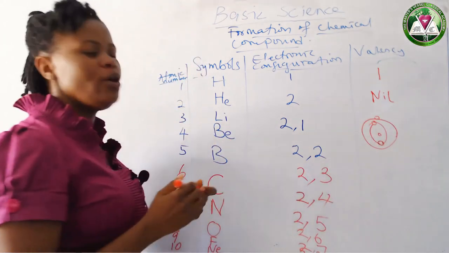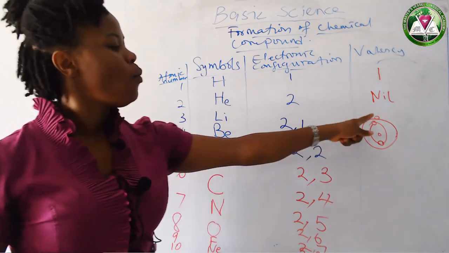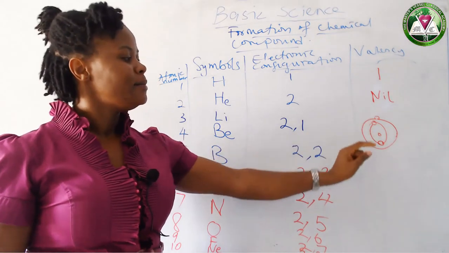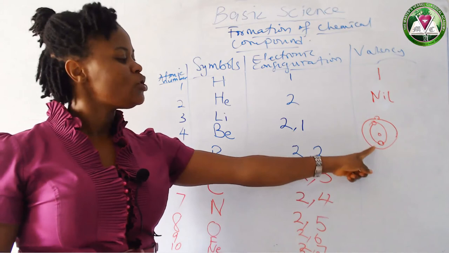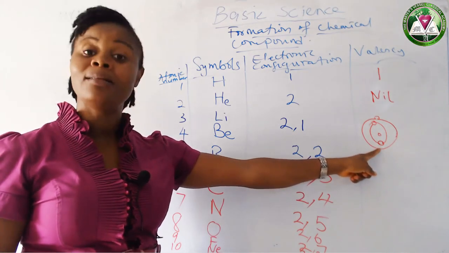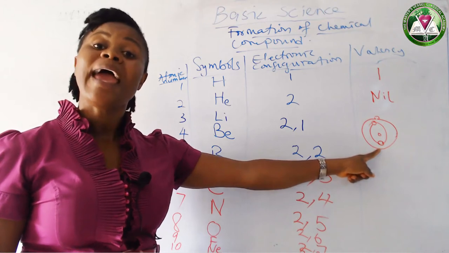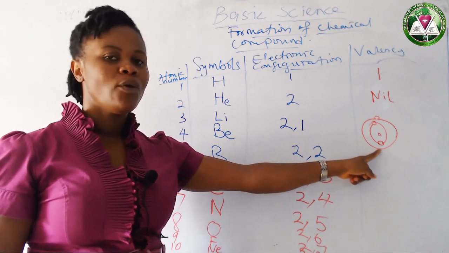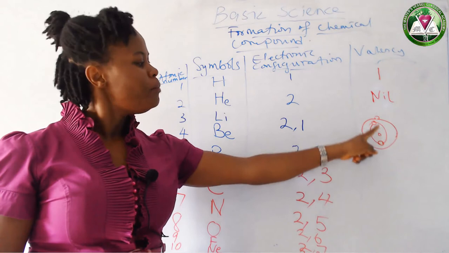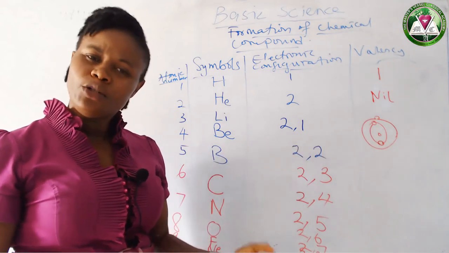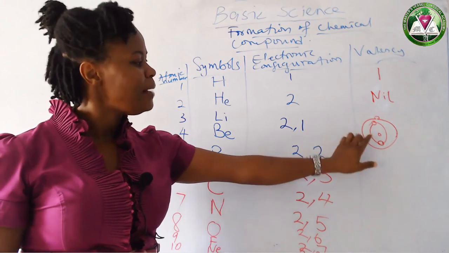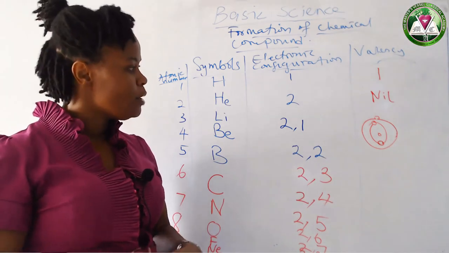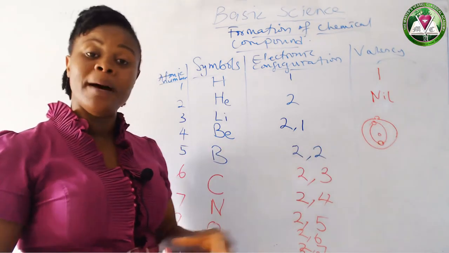Now, when you look at this lithium, you have 1 electron in the last shell. How many electrons in the last shell? 1. Now, what do we do? Remember that this shell, which is the last shell here, this shell is L shell, can take up to 8 electrons for it to be completely filled. But this has just 1. What do we do? Is it possible for this element, lithium, to form a chemical compound? Yes, it is possible because there is room for other elements to combine with it.